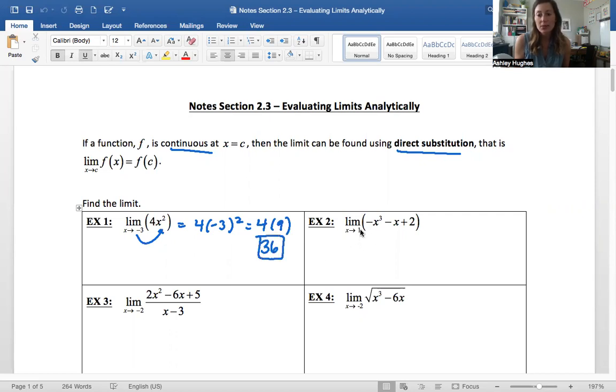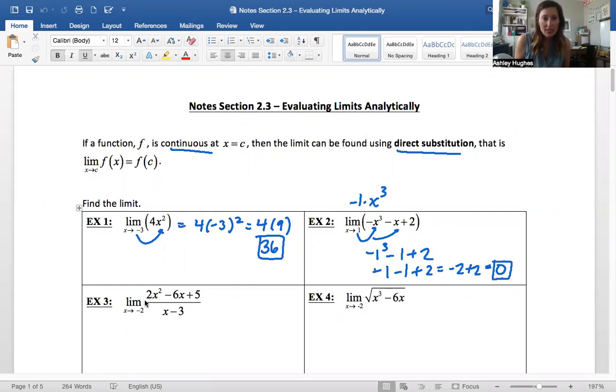Here's another example. We plug the 1 in for every x, -1 cubed. Oh, whoops, not plus, minus 1 plus 2. And then we follow order of operations. We cube this first. And then this negative stays in front because it's technically a coefficient. It's technically -1 times x cubed. So this is -1 minus 1 plus 2. And so we get -2 plus 2, which gives us 0.